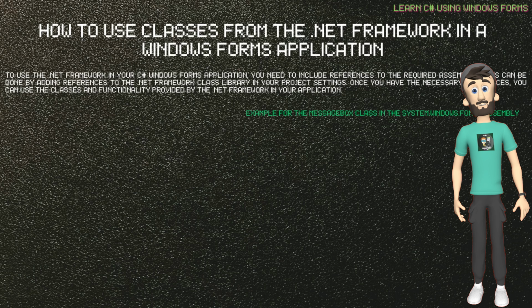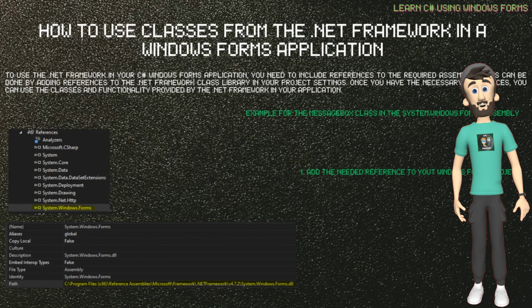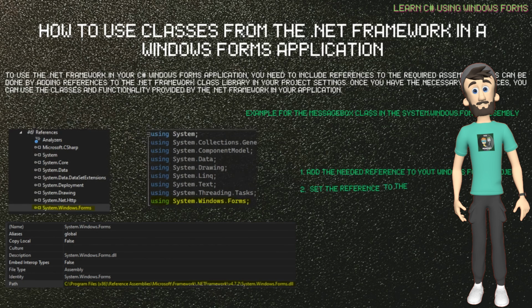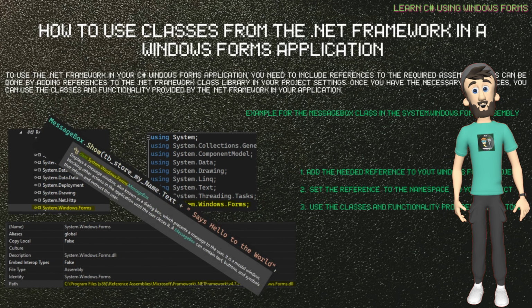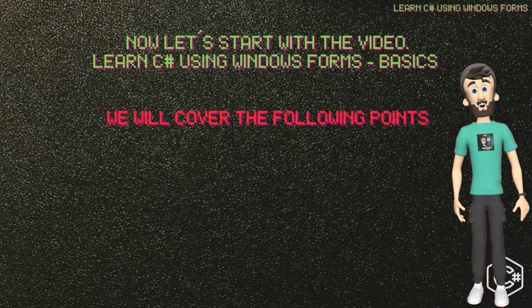1. Add the needed reference to your Windows Forms project. 2. Set the reference to the namespace in your project. 3. Use the classes and functionality provided in your tool. But don't worry. When you create a Windows Forms project, all the necessary references are already included. Now let's start with the video.